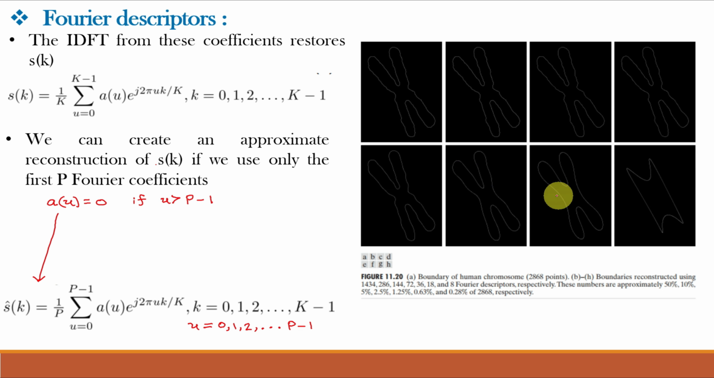So these three figures look like chromosomes, but very minute details are lost, and the last figure doesn't even look like a chromosome, right? In this way, we can use a Fourier descriptor as the boundary descriptor and simplify the description process and make it more efficient. Okay, let us implement some simple boundary descriptors in MATLAB.